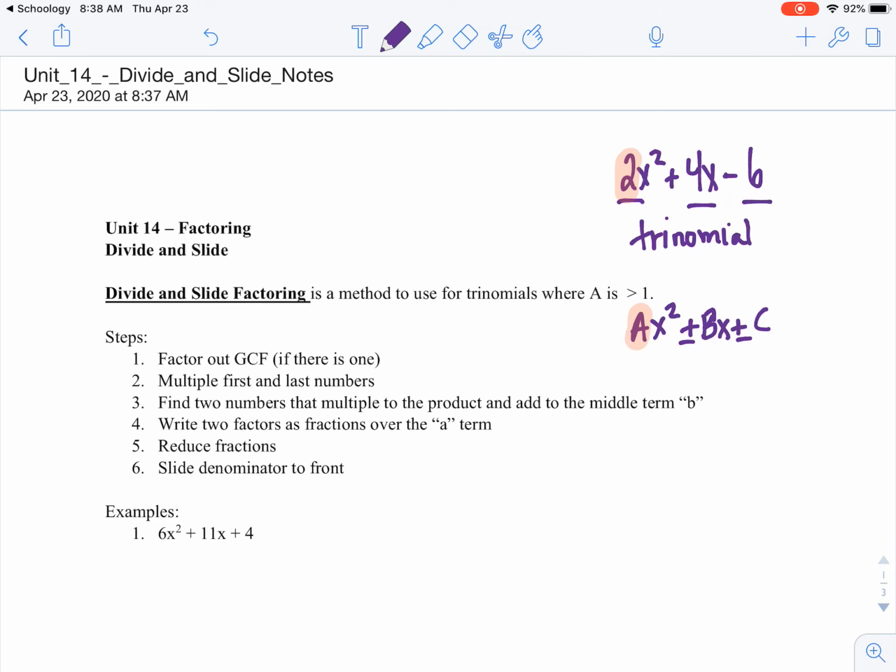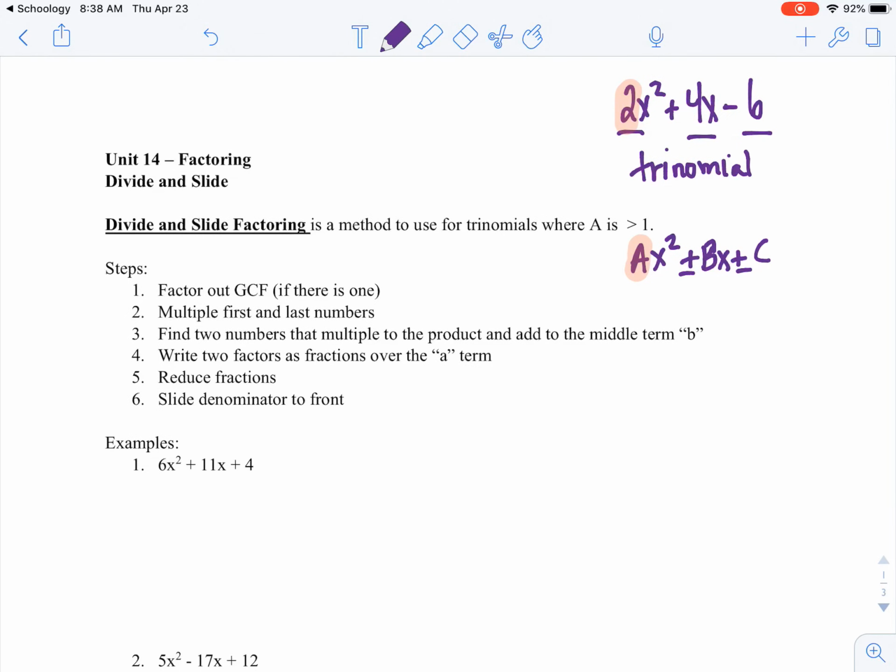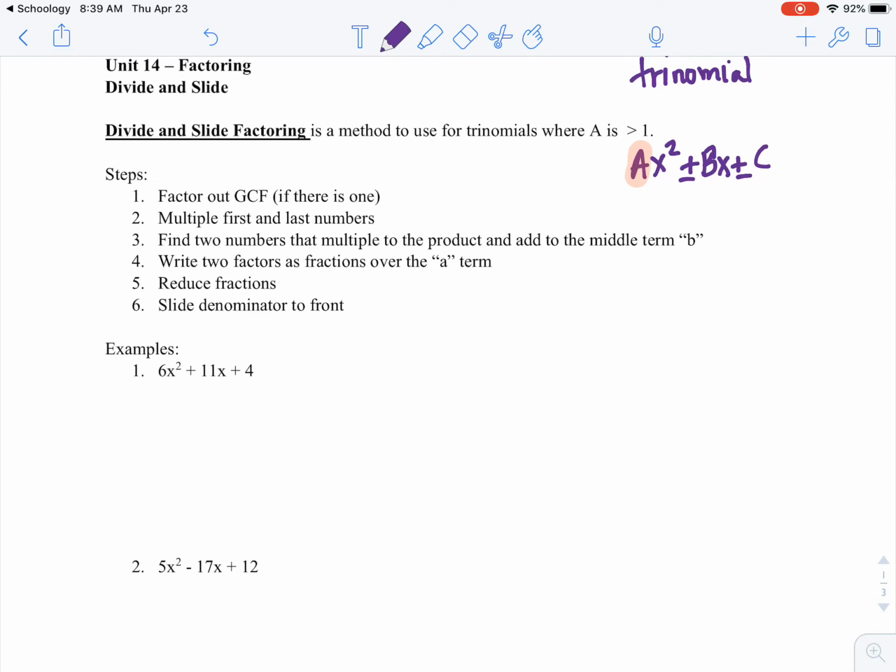So the steps we will follow are listed here. First, we factor out the GCF, if there is one. 2, we multiply the first and last numbers. 3, we find two numbers that multiply to the product and add to the middle term b. We'll write the two factors as fractions over the term a. Reduce fractions and slide the denominator to the front. So let's walk through the steps for example number 1.